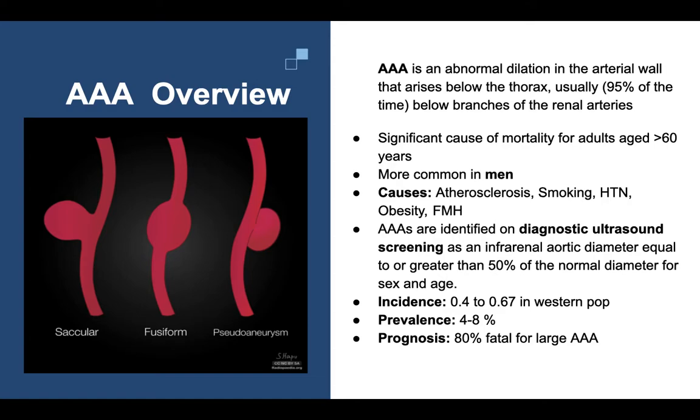These aneurysms are identified on diagnostic ultrasound screening as an infrarenal aortic diameter equal to or greater than 50% of the normal diameter for that particular sex and age. There's an incidence rate of 0.4 to 0.67 in the Western population, a prevalence rate of 4 to 8%. And in terms of the prognosis, when you have a large AAA, 80% tend to be fatal. So it's very important that we screen before they actually rupture.